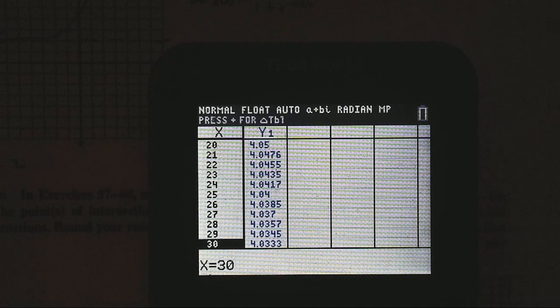So let's go ahead and take a look away from the graph here. Let's go back to here.